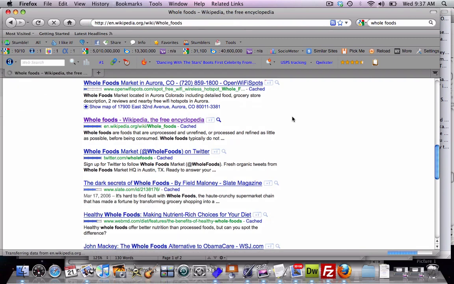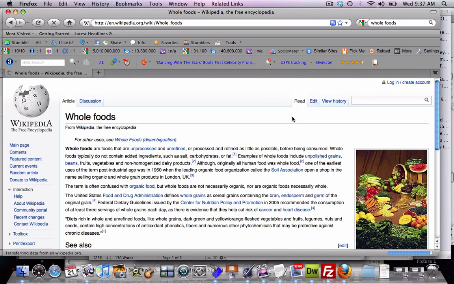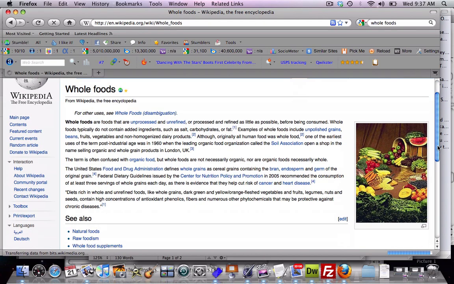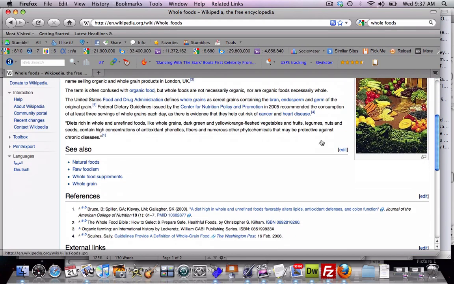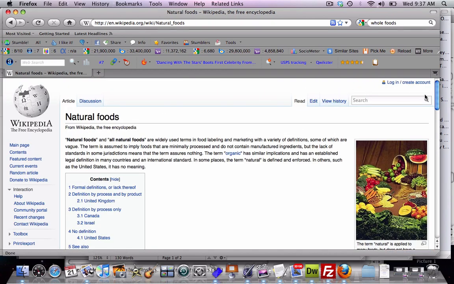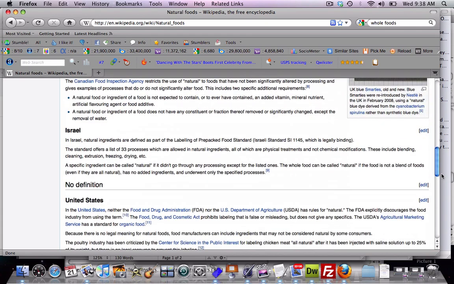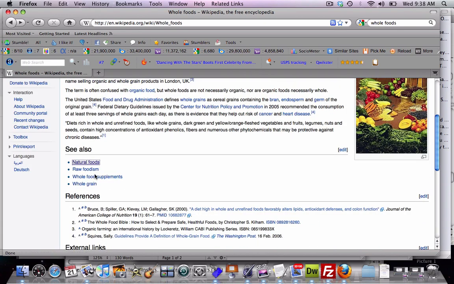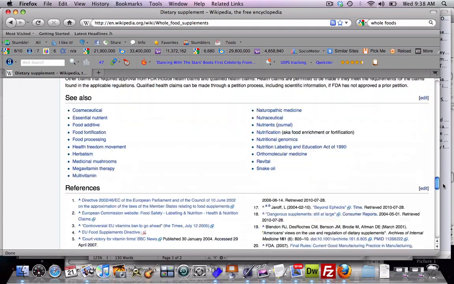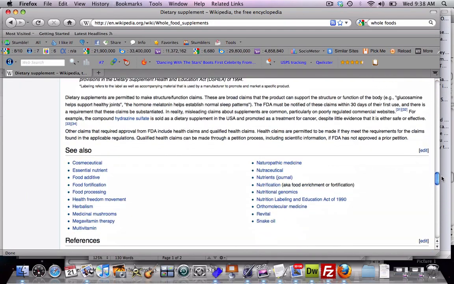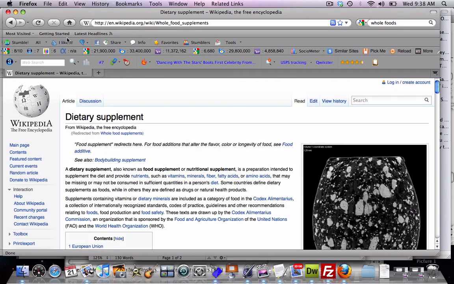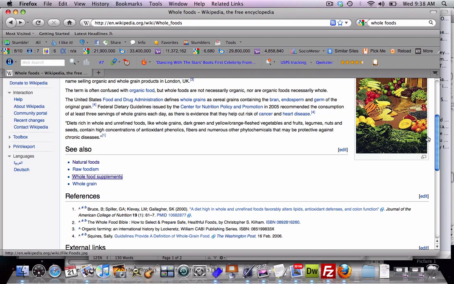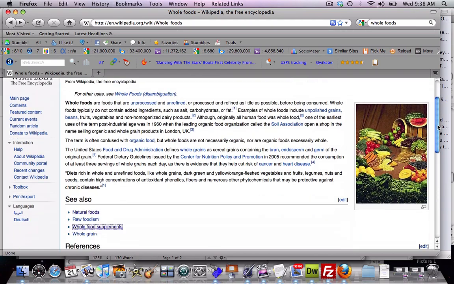Okay, so if we go to here, this is Wikipedia. Here's a whole bunch of information about Whole Foods, and it sends you down a line. It says go look at natural foods, and then in natural foods there's a whole bunch of information. Okay, it gives you the definitions, and then whole food supplements. You could probably do all your research right here. Look at this, all of these ideas. So every time, right here in Wikipedia, just keep clicking, you get more and more ideas. You could write an article on every one of these ideas, couldn't you?